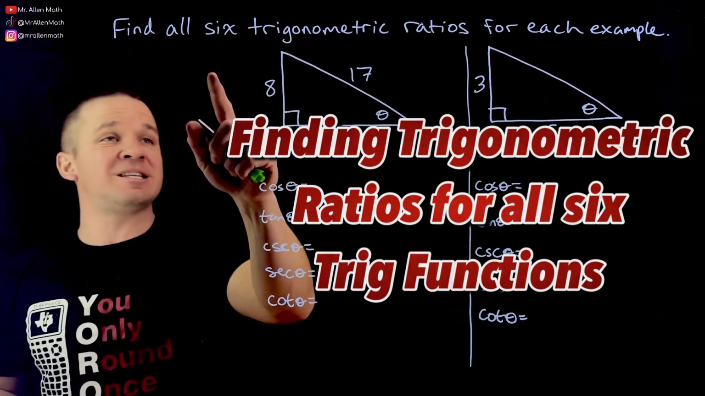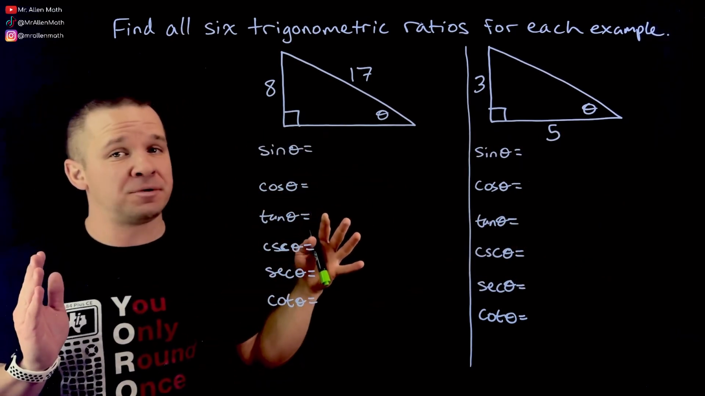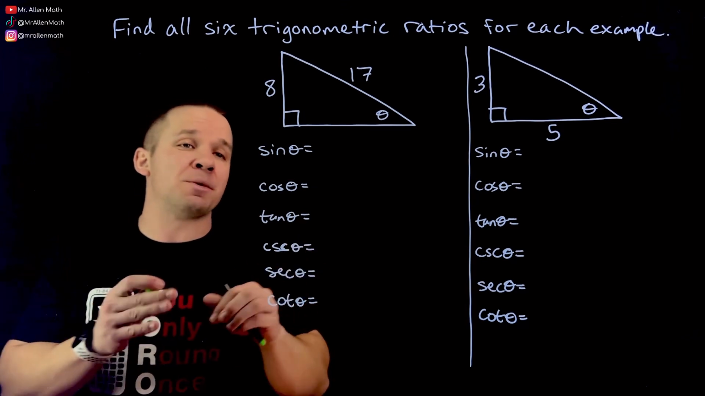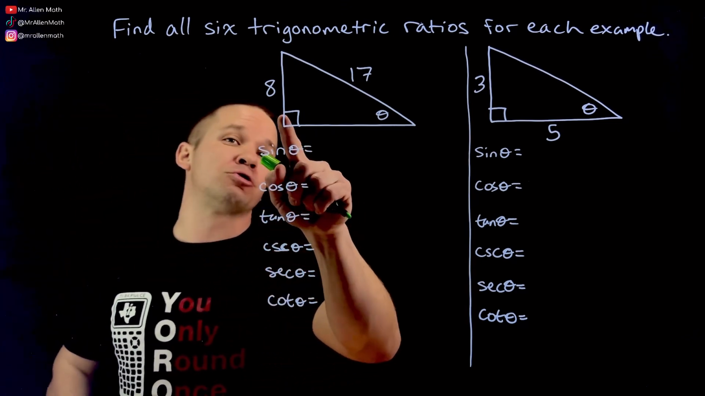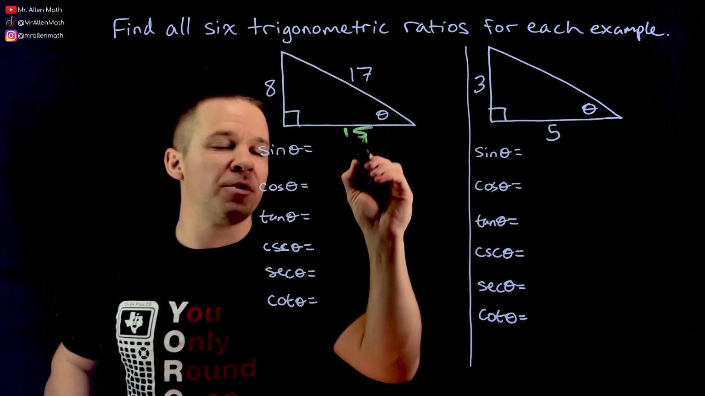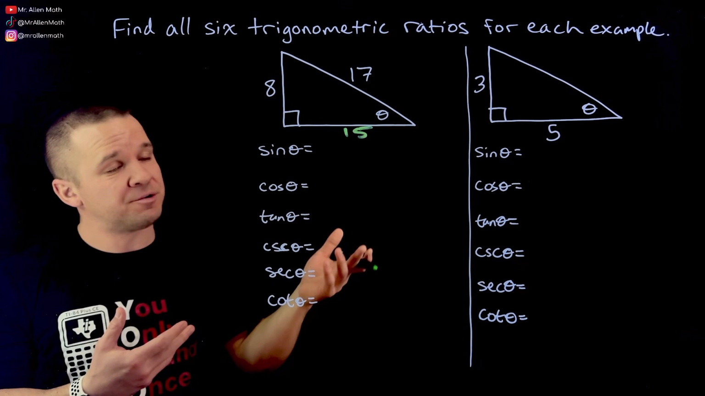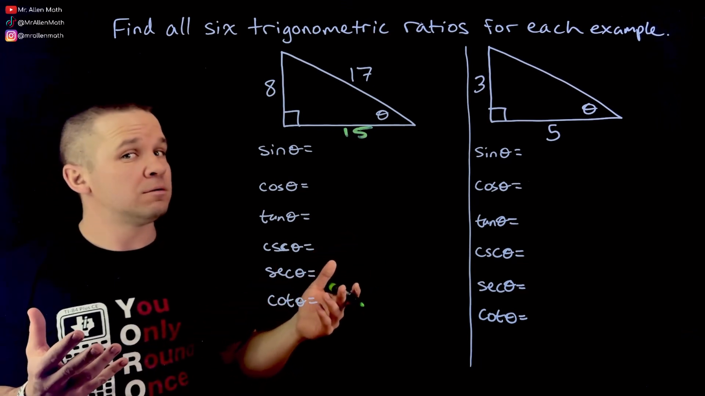We got to find all 6 trig ratios for each one of these examples here. And I don't have all 3 sides of this triangle, so we got to hit this thing with some Pythag. If you remember your triples, this is an 8, 15, 17 Pythagorean triple. Boom. Or you could just do 8 squared plus something squared equals 17 squared and do a whole lot of work, but it's a triple.